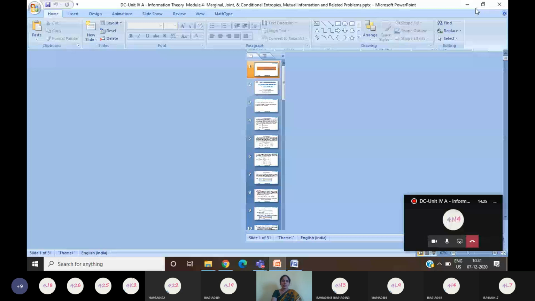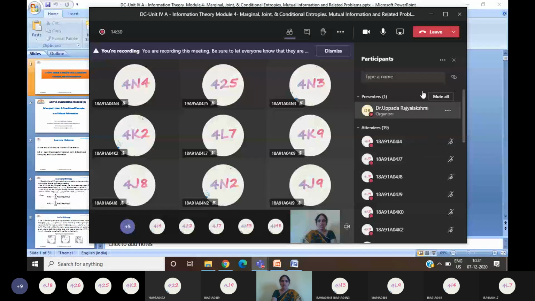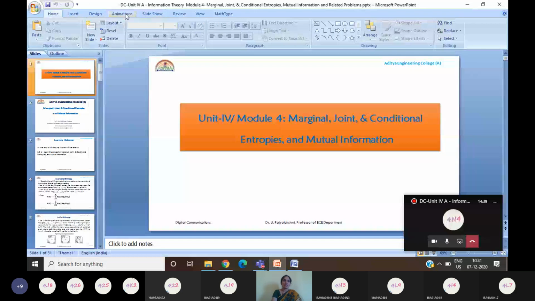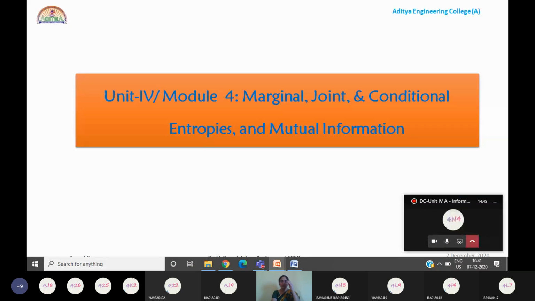Today we can complete the properties of mutual information. Then we can solve some of the important problems regarding these different kinds of entropies and the mutual information. These problems are very important for your examination, and you will get almost all the same model problems in your final exams.